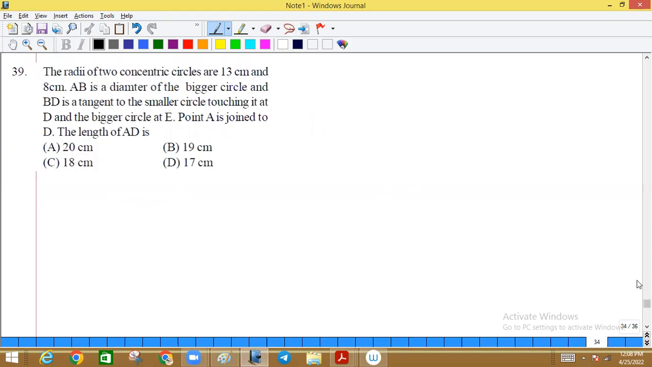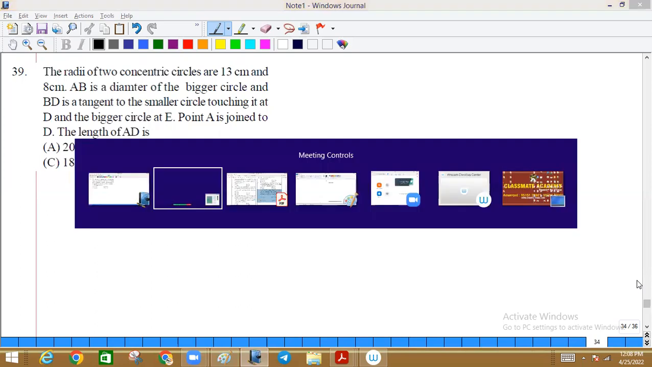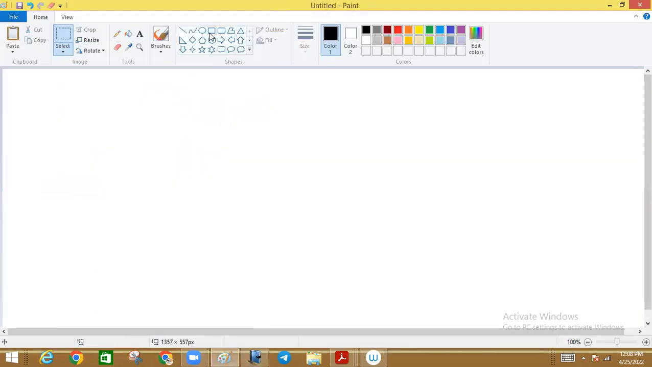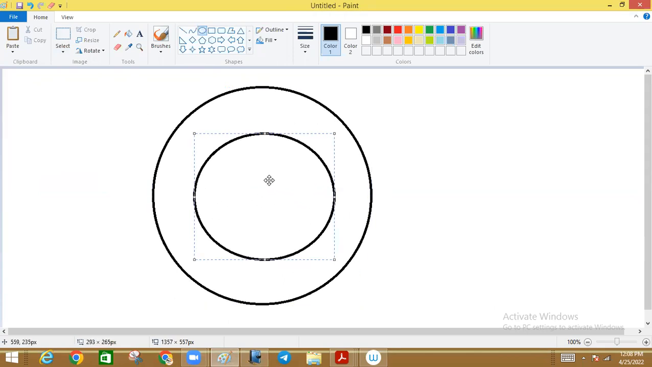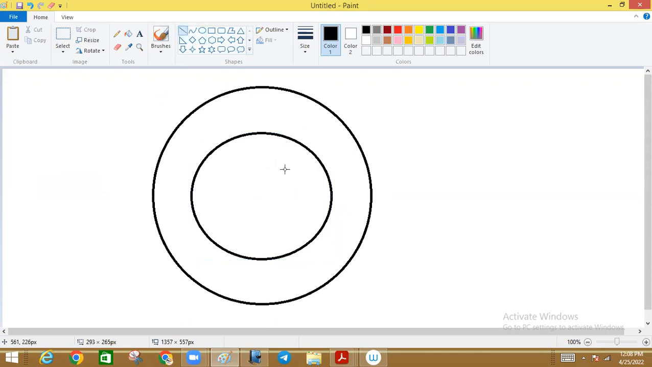The radii of two concentric circles are 13 centimeters and 8 centimeters. AB is the diameter of the bigger circle and BD is the tangent to the smaller circle touching it at D and the bigger circle at E. Point A is joined to D, the length of AD is asked. First of all, you draw two concentric circles. He says that AB is the diameter. Right? So let this be A and B.